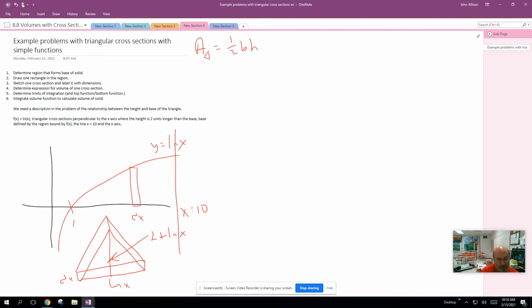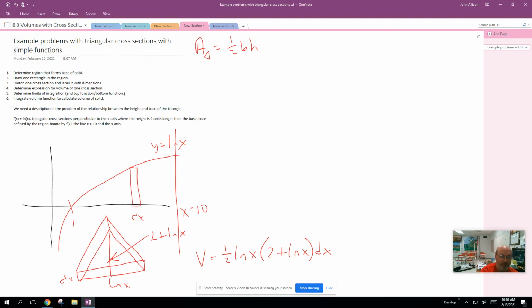And so if we're going to get the volume of this one cross section, we are going to do the area of the triangular face, which is going to be 1/2. The base is ln x. The height is 2 plus ln x. And then times the width of the cross section, dx. That's the volume of one of these triangular cross sections.